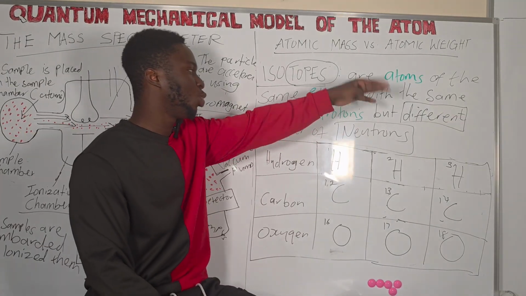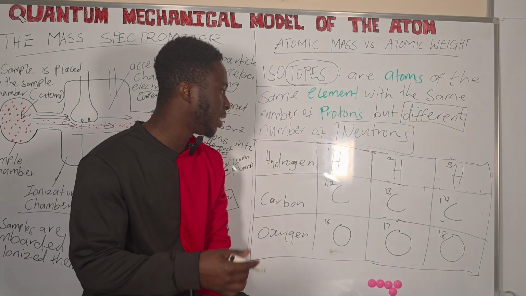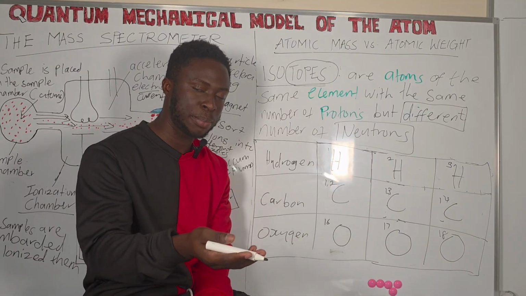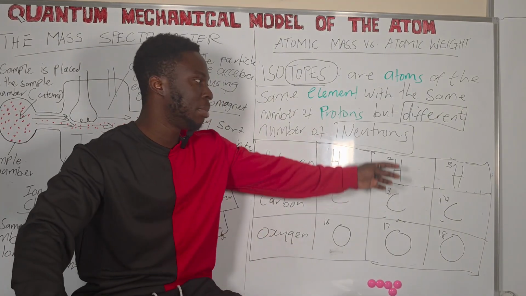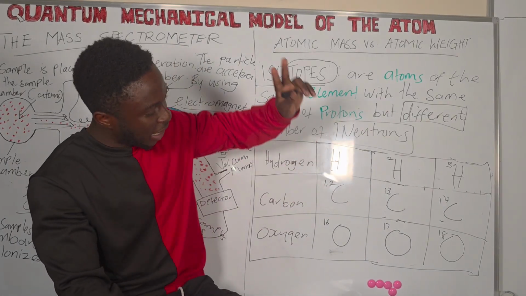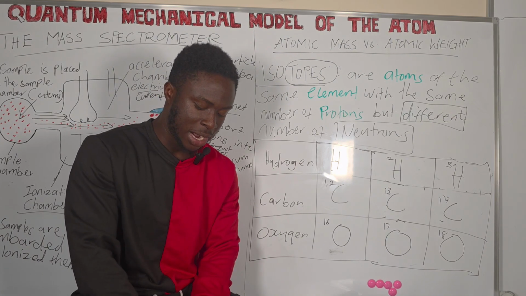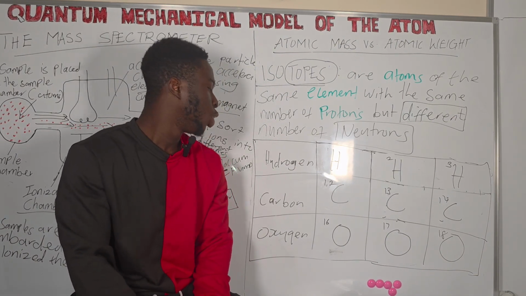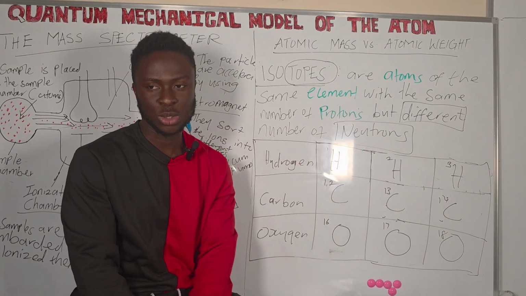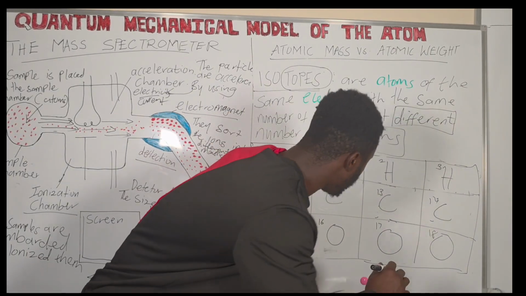As I said, isotopes are atoms of the same element with the same number of protons but different number of neutrons. Or in this case, you could say different mass numbers. If the neutron number keeps on changing, the mass number also keeps on changing. We are going to work with three isotopes so that we build your understanding of how isotopes are. We're going to work with hydrogen, carbon, and oxygen. Each has three different isotopes.